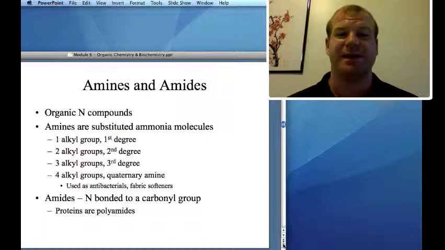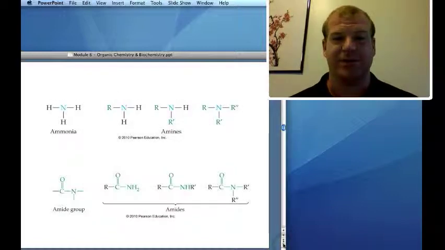These are used as antibacterials, so certain wipes, like different companies like Clorox and Lysol make antibacterial wipes. These have those quaternary amines, also sometimes called quats. Also used in fabric softeners, so your dryer sheets that you put in there, they have these in them. So let me show you some of the amines there. There's the different types of amines, and then there's the amide group, so you have different types of amides there.